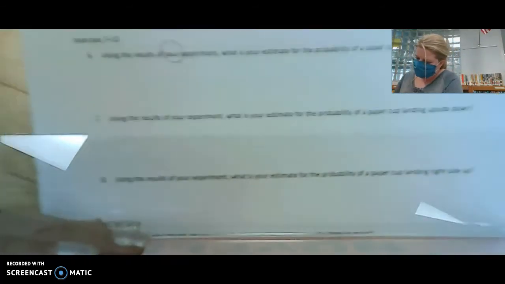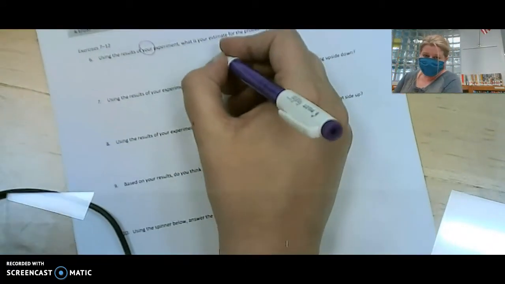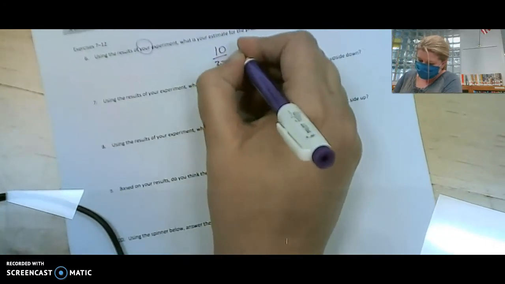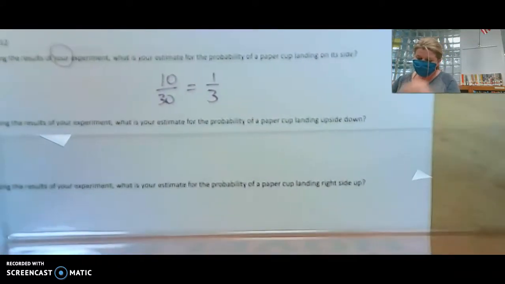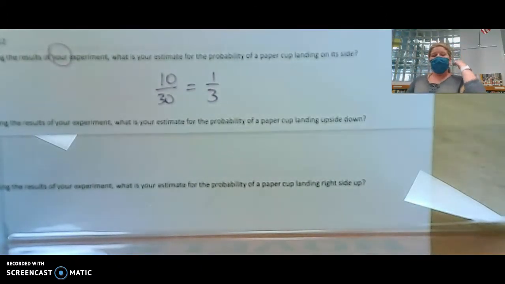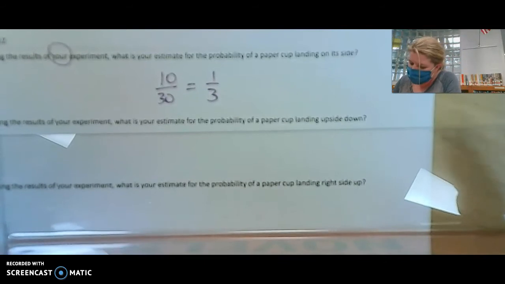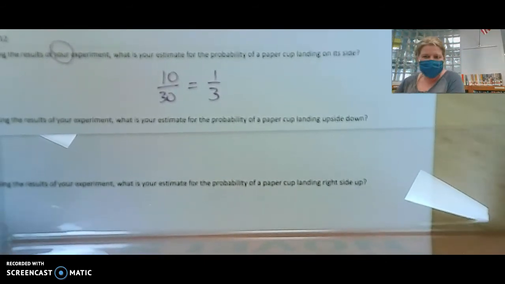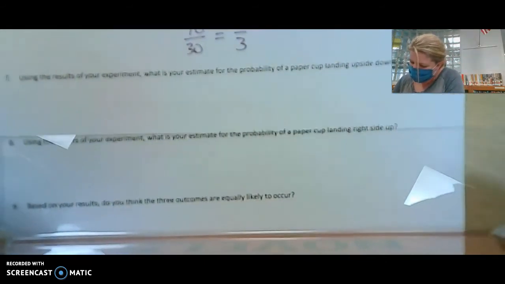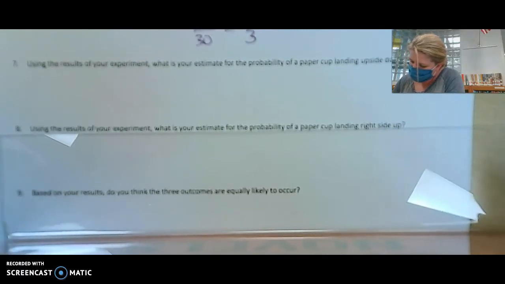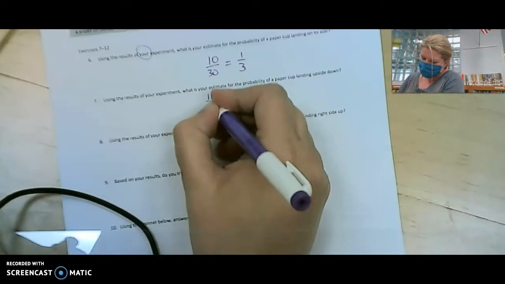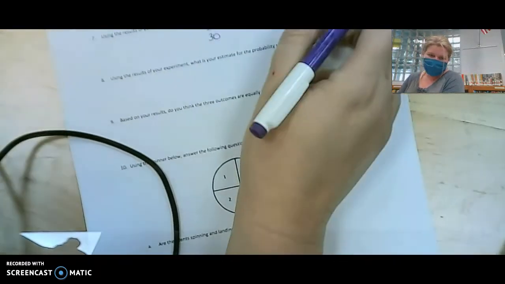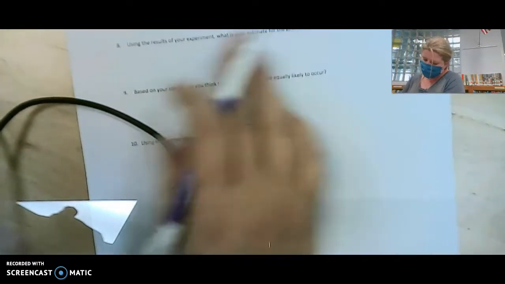Well, for me, it happened to be 10 out of 30, which is 1/3. So in that situation, the experiment actually matched what would happen in theory. So that's pretty neat. I wonder if yours did. Using the results, what is the estimated probability for it landing upside down? So this one wasn't textbook perfect, but it was pretty close, 11 out of 30.